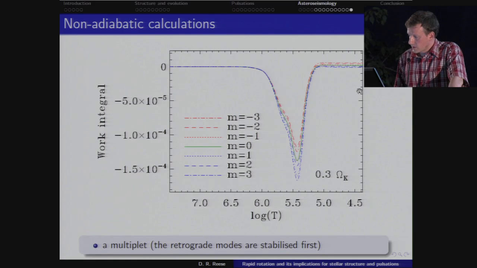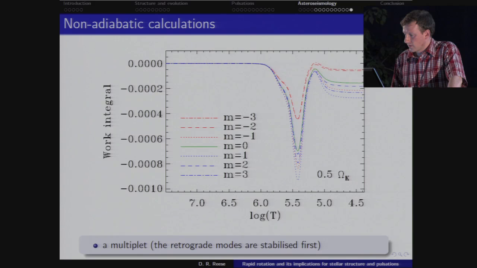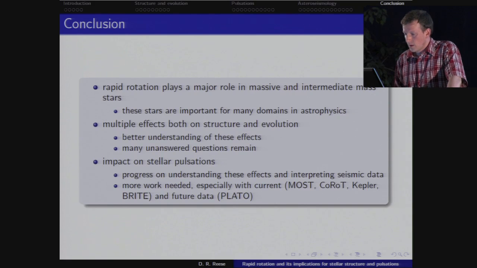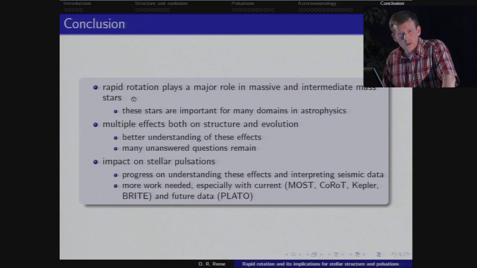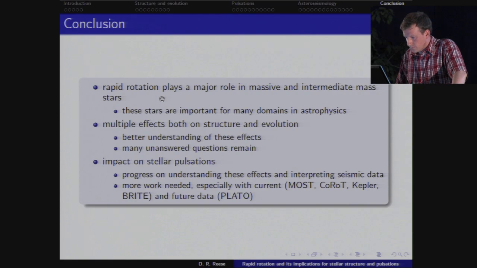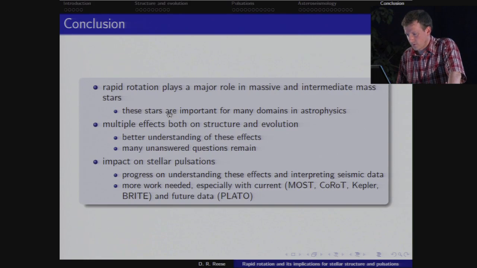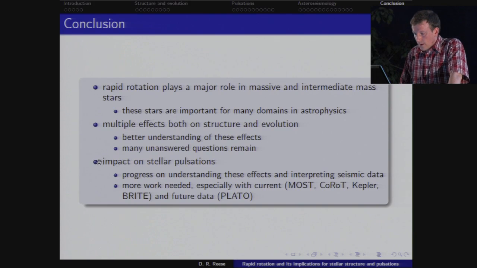And as you increase the rotation rate, you can see that the retrograde modes become damped progressively, and then finally, even the prograde modes are damped. So now to conclude, I would like to say that rotation does play a major role in massive and intermediate mass stars. And if we want to understand these stars, we have to understand the effects of rotation. And it is important to understand these stars because it affects many domains in astrophysics.